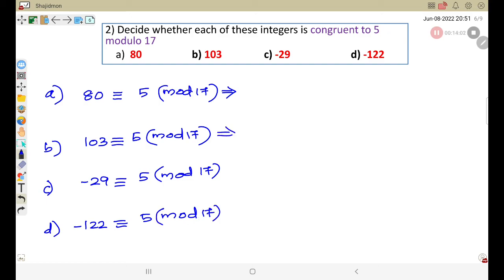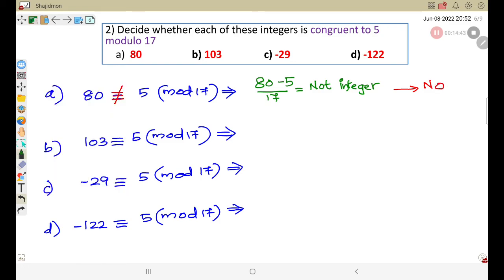Okay, so we will check here one by one. First we will check the first part. 80 minus 5 divided by 17. Okay, you can check this number. It is not an integer, correct? Not integer. Okay, if it is not an integer, we can write it is not congruent, correct? So we need to update our symbol here. It is not congruent to 5 modulo 17. So here the answer is no.